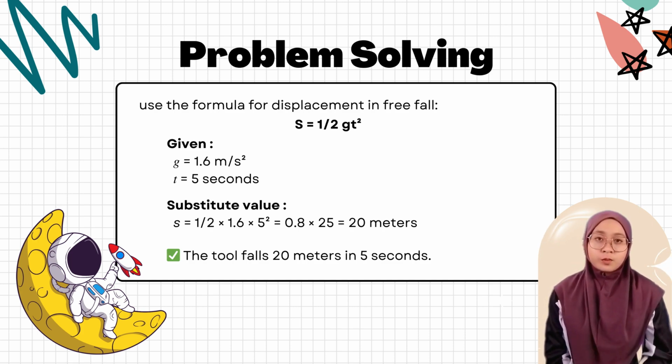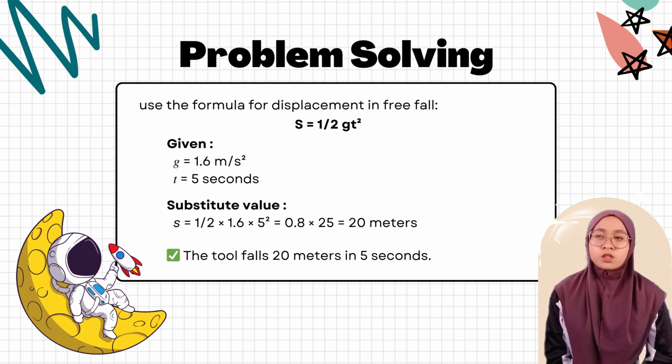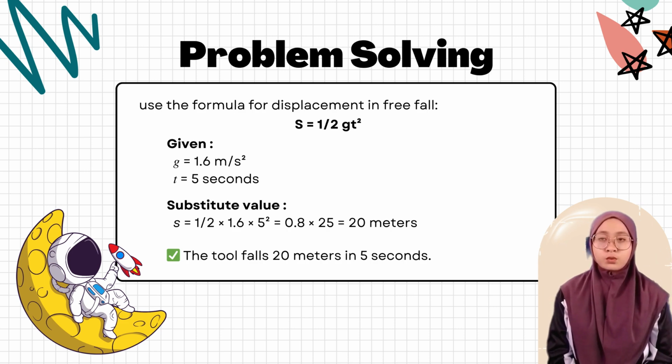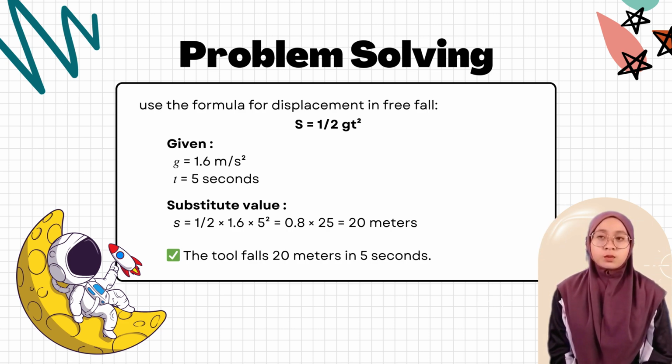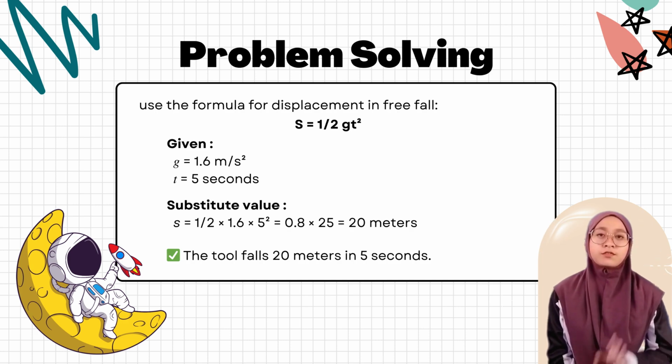After we get all the information, we need to substitute the values into the formula, which will be S equals 1/2 times 1.6 times 5 squared, equals 0.8 times 25, which will be equal to 20 meters. So the final answer is the tool falls 20 meters in 5 seconds.